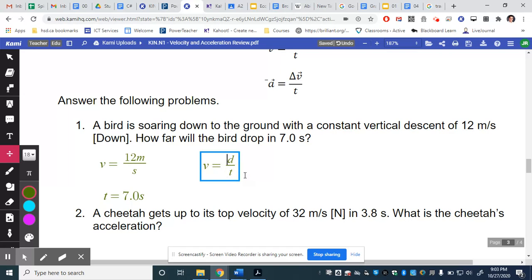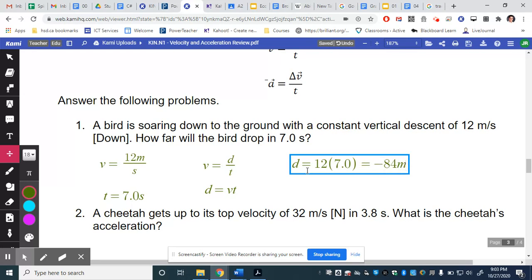Like that. And so we don't know D, but if we multiply both sides by T, we end up getting the formula D equals VT, right? If we multiply both sides by T. So this is the formula we're going to use. You can use a triangle to get that as well. And so we punch it in, D equals 12 meters per second times 7 seconds. And you get an answer of 84 meters.